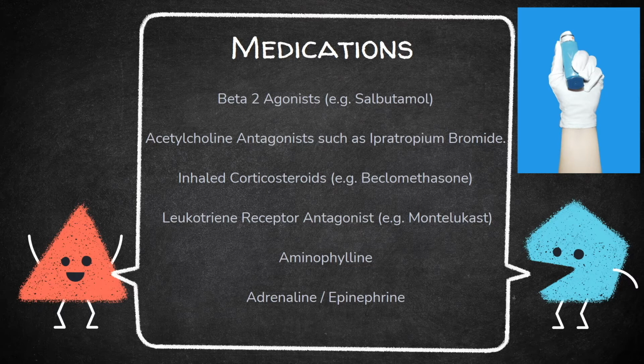Other medications that may be prescribed would be leukotriene receptor antagonists, an example of which is montelukast. Leukotrienes are inflammatory molecules produced by the immune system. These medications inhibit the synthesis of leukotrienes, thus having an aim of preventing inflammatory episodes.